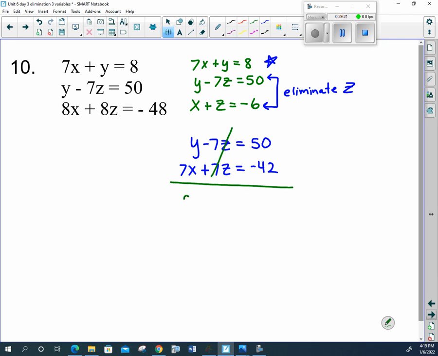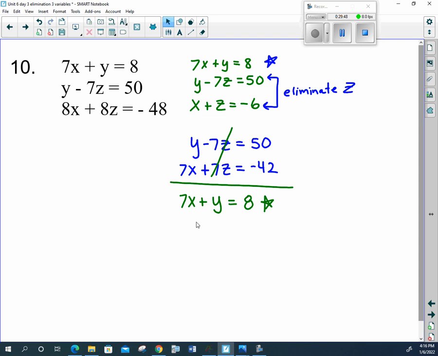We get 8. Wait a minute. What was I eliminating here? Okay, I am eliminating the z's, but this is y plus 7x. Those aren't going to add together. So this is going to be 7x plus y equals 8. So there's my second start equation.